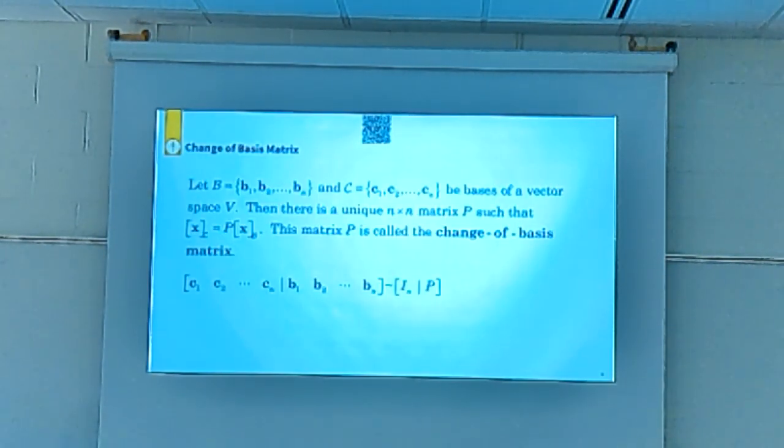Set up an augmented matrix. Left of the augment, each column of the matrix is a vector in the basis you want to convert to. To the right of the augment is the basis that you're converting from. Row reduce that. You'll get the identity matrix augmented with your change of basis.